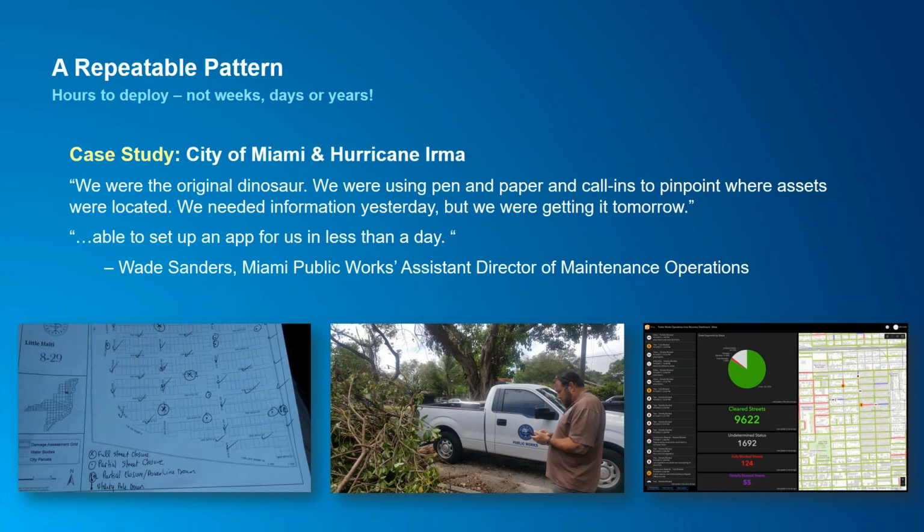And the map you see on the bottom left was the way this started, a paper product, which is pretty common, and they were using pen and paper to mark X's where things were closed, check marks where things were open, and then trying to aggregate all that back into a database to get a sense of the level of need around debris removal and make sure the community was able to move again post Hurricane Irma. And so we got a call from Wade Sanders, who's Miami Public Works Assistant Director for Maintenance Operations. And you see the quote up on the screen, but essentially what Wade asked is, look, we are using pen and paper. There's a lot more information out there that we need to collect today, and it feels like we're getting it tomorrow, right? We are always behind the curve.